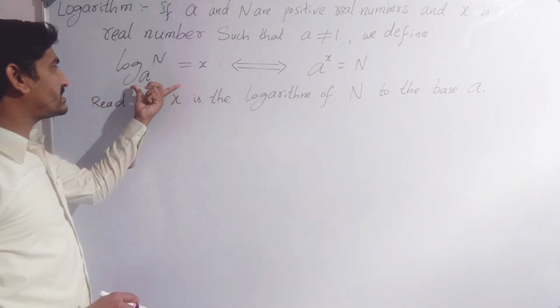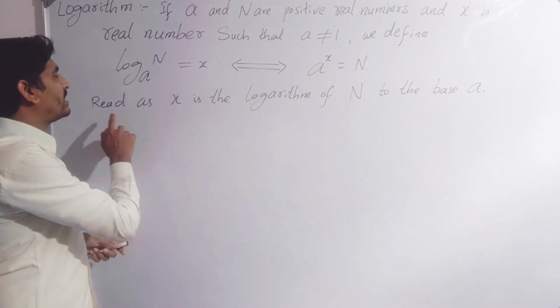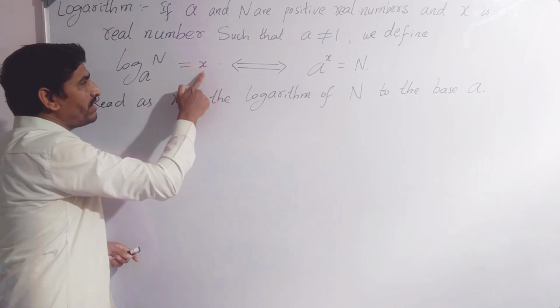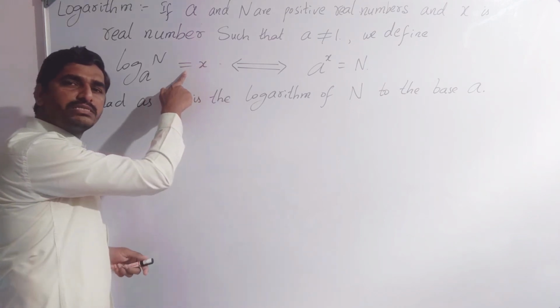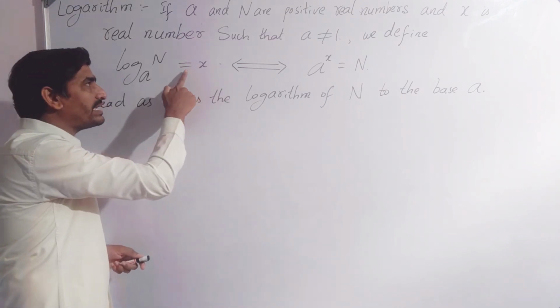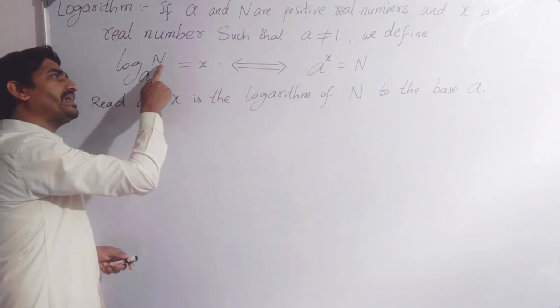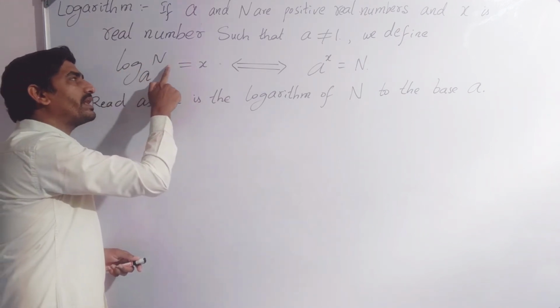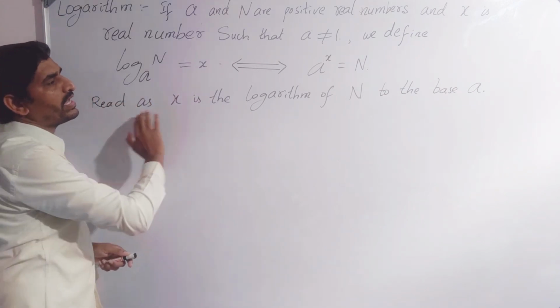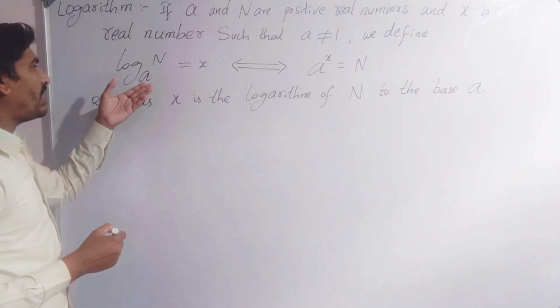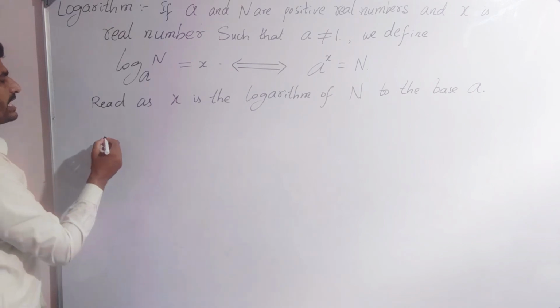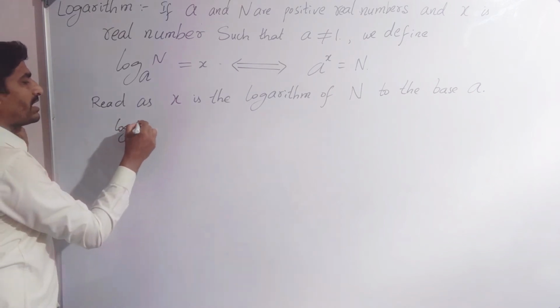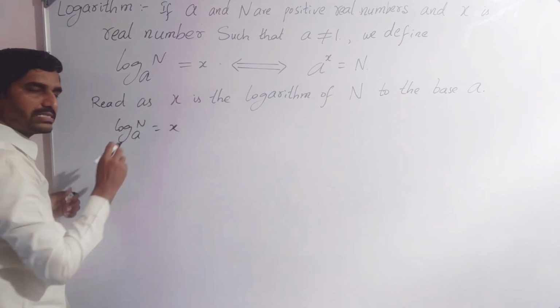How to read this? Read as x is equal to the logarithm of n to the base a. Okay, like that we have to read. So generally we can write: logarithm of n to the base a is equal to x.